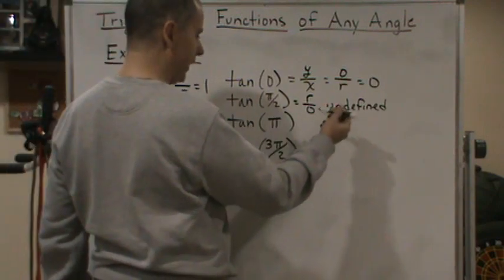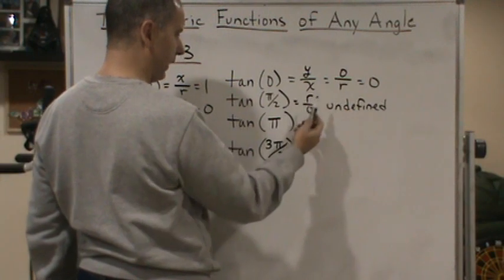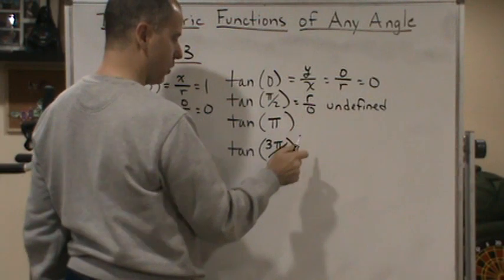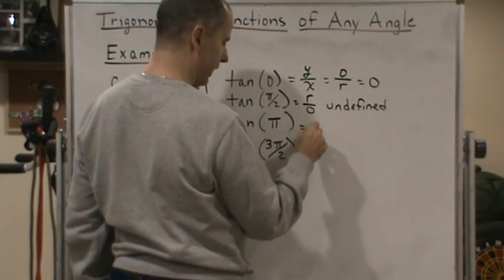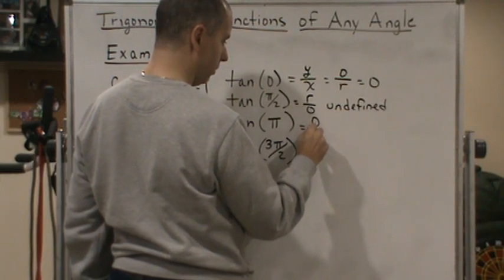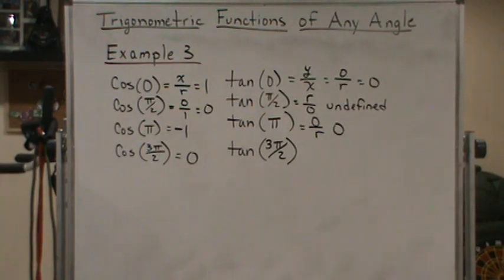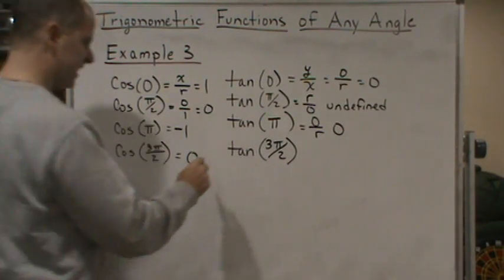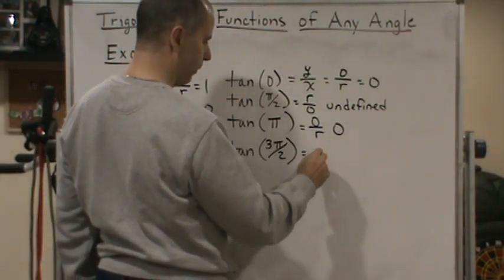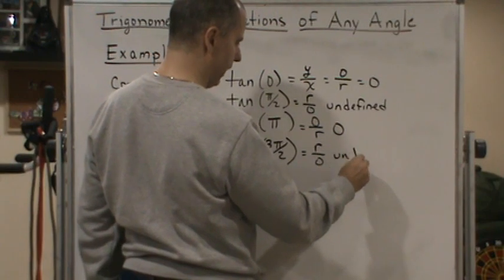Now at pi, going from pi over 2 to pi, now what's happening? Y is going to 0 and x is going to r. So we get 0 over r again, so we get 0. Okay, and then again, tangent of 3 pi over 2, what happens there? Same thing, we are getting 0 in the denominator, and we get undefined.